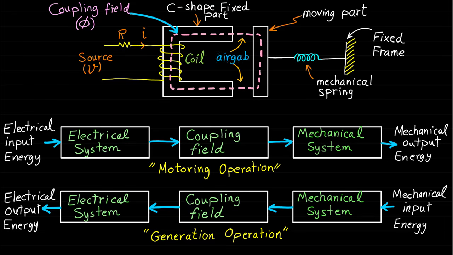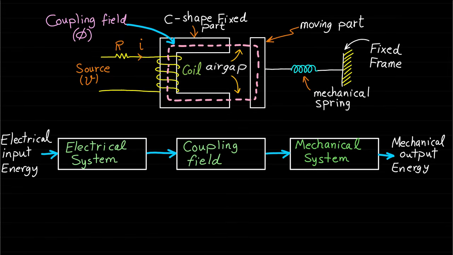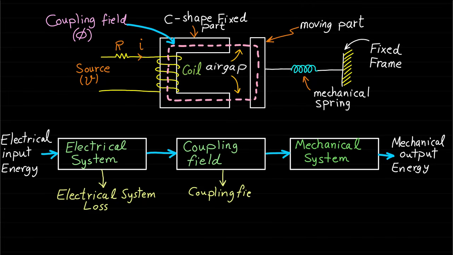In practice, all these three systems experience some losses. These losses are the electrical system loss, the coupling field system loss, and the mechanical system loss. As you can see, these losses are subtracted from the main energy flow or from the input energy. The electrical system loss results from the flow of current through the electrical windings. The electrical system loss is represented by I squared R.